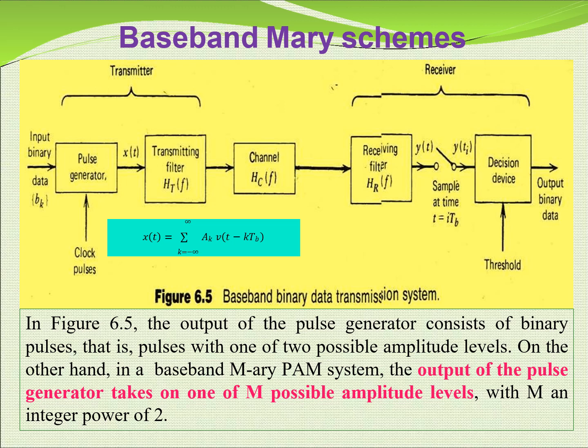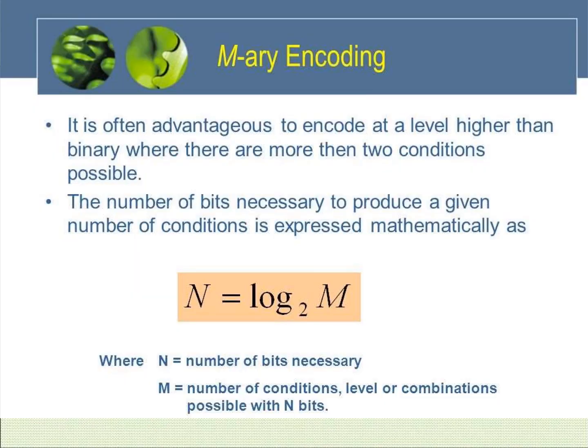That is a pulse with one of two possible amplitude levels. On the other hand, in a baseband M-array PAM system, the output of the pulse generator takes on one of the M possible amplitude levels, with M an integer power of 2. This is M-array coding.